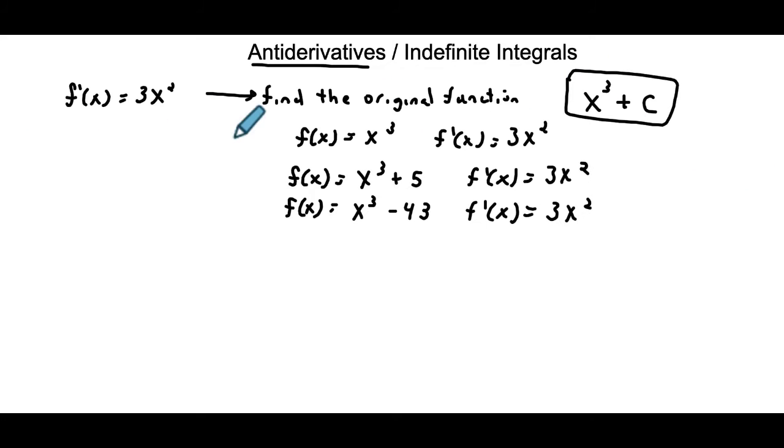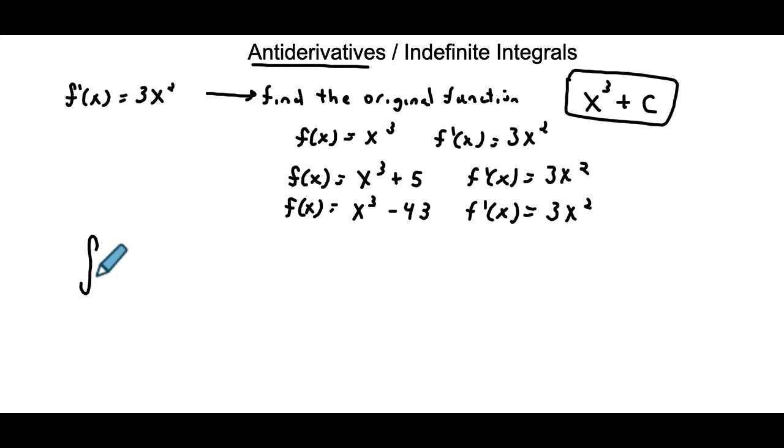Now, that's a lot to say, as I had to explain what each of these notations meant. So if my original function was x cubed plus c, then my derivative is 3x squared. And so we would say that the antiderivative of 3x squared is x cubed plus c. Well, that's kind of hard to write down. So calculus came up with some notation to make this easier. And it's this right here.